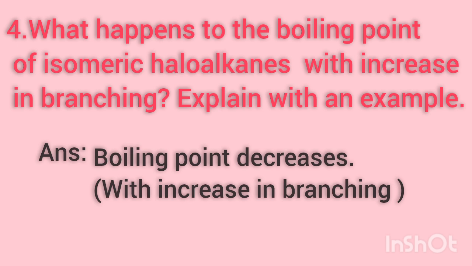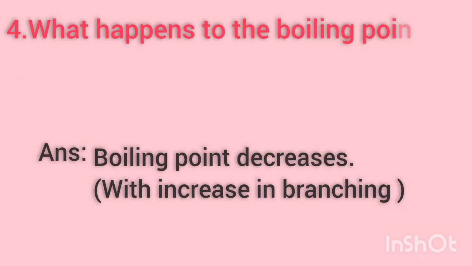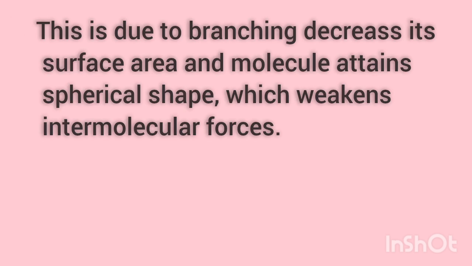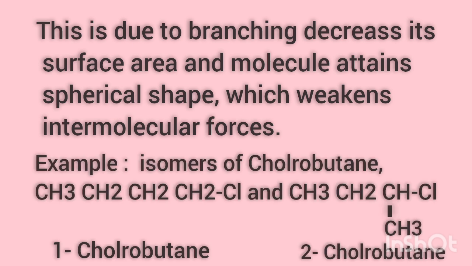Fourth question. What happens to the boiling point of isomeric haloalkanes with increasing branching? Explain with an example. Boiling point decreases with increase in branching. This is due to branching decreasing the surface area and the molecule attaining a spherical shape, which weakens intermolecular forces. Example, isomers of chlorobutane are given here. Boiling point of 1-chlorobutane is higher than the boiling point of 2-chlorobutane.